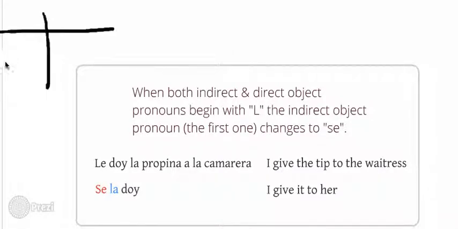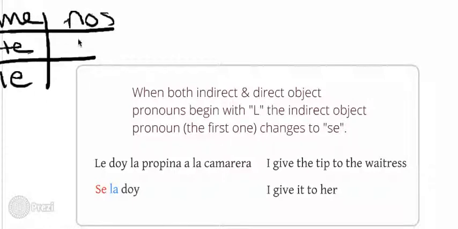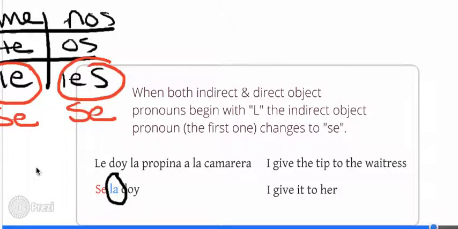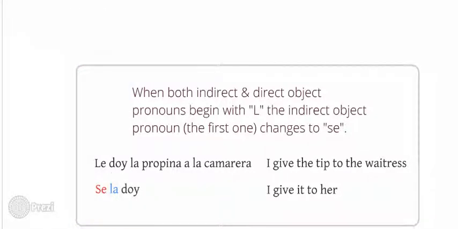So if we look at our list of indirect object pronouns, these two change to se when used with lo, la, los, or las. Okay? Le doy la propina a la camarera. I give the tip to the waitress. I want to say I give it to her.